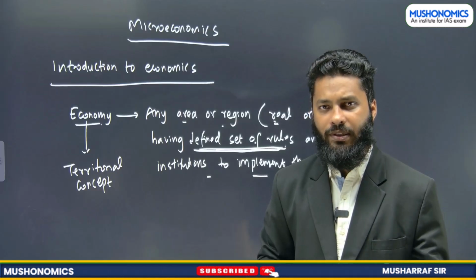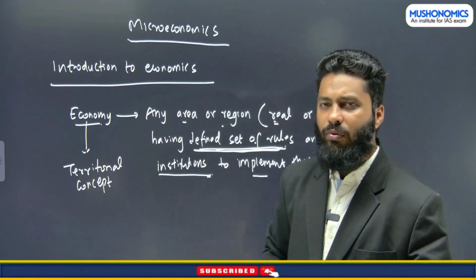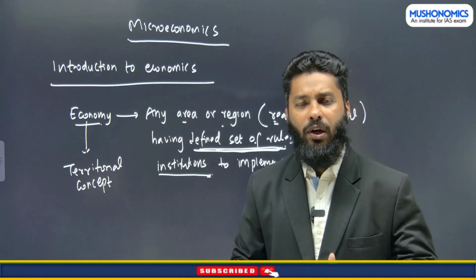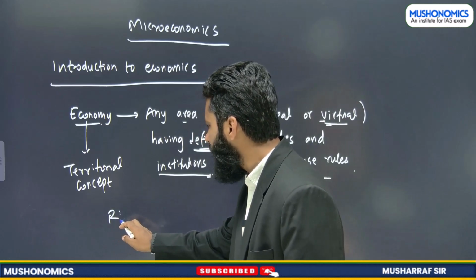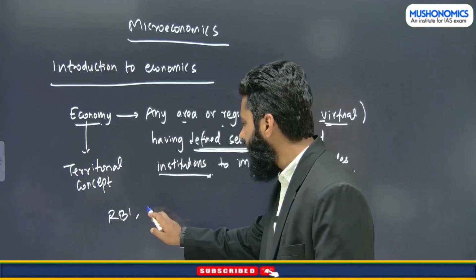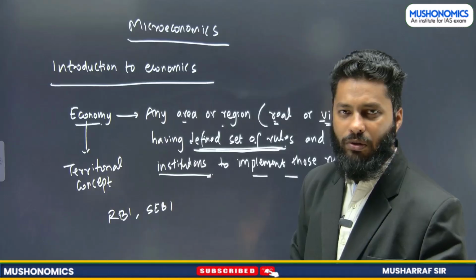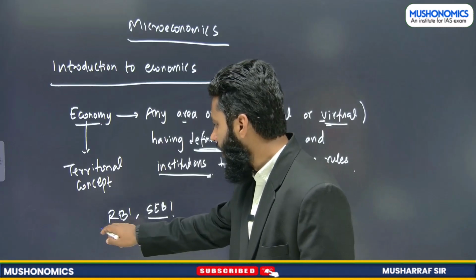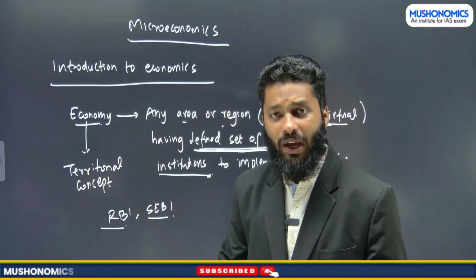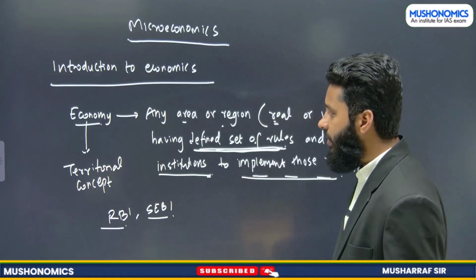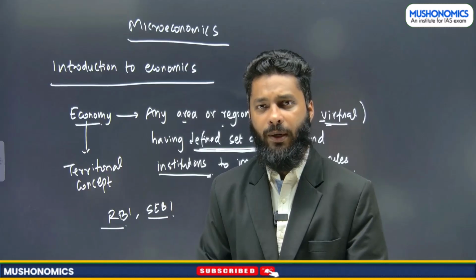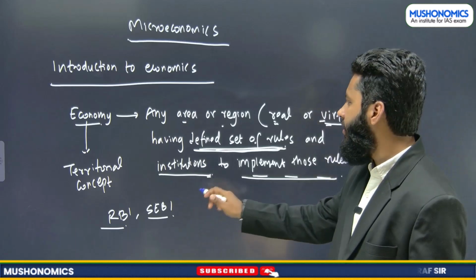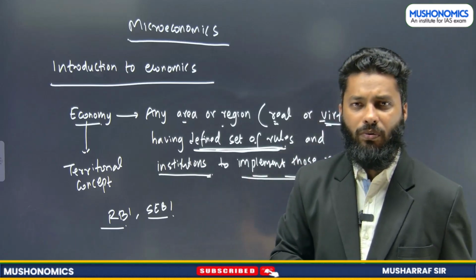And all economies have institutions. Having only a set of rules will not suffice, right? We need institutions as well to implement those rules. For example, we have an institution such as the Reserve Bank of India. We have institutions such as the Securities and Exchange Board of India. SEBI is also one of the institutions, right, which regulates the stock market, securities, bond market, etc. RBI is for regulation of banks, etc., right? So having institutions to implement the rules that we are making is known as economy, right? I hope we are able to understand this. Any area or region which is real or virtual, having a defined set of rules and institutions to implement those rules. Now, what are institutions?